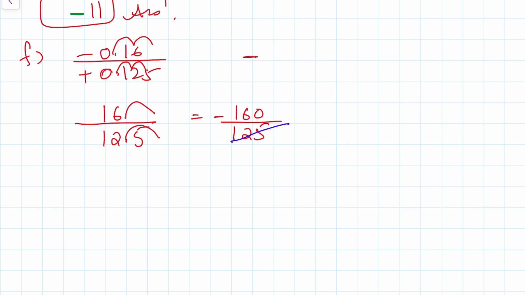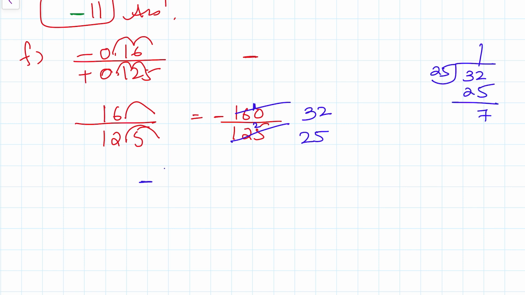5 times 2 is 10. 5 times 5. 160 divided by 5. 5 times 3 is 15. 5 times 2. 25 times 1 is 25. 7 remainder, so it becomes a minus 1 whole 7 upon 25 as my answer.